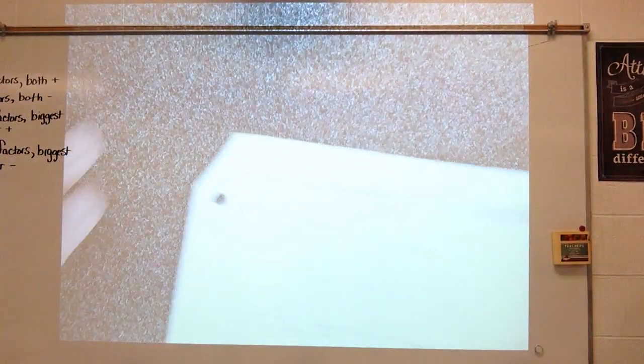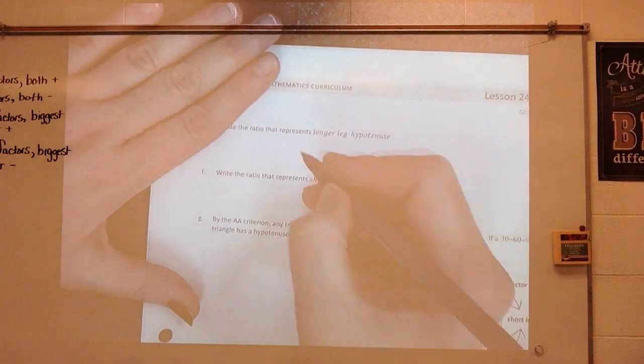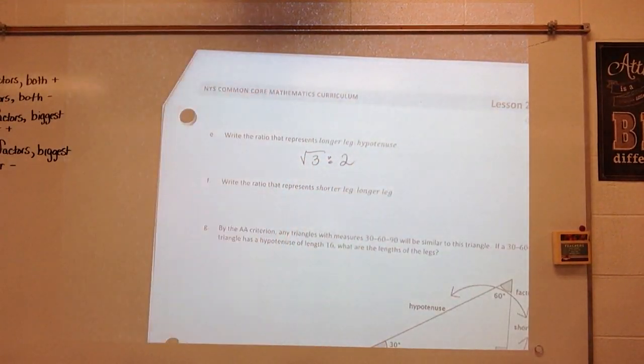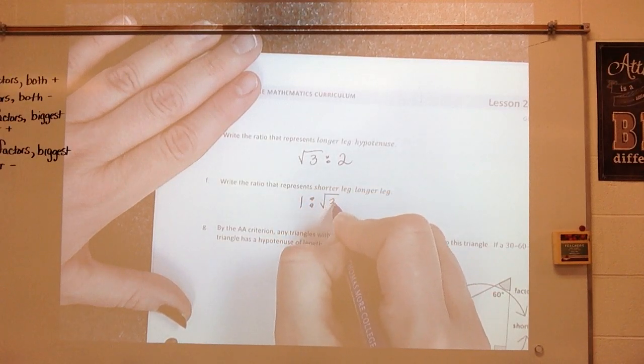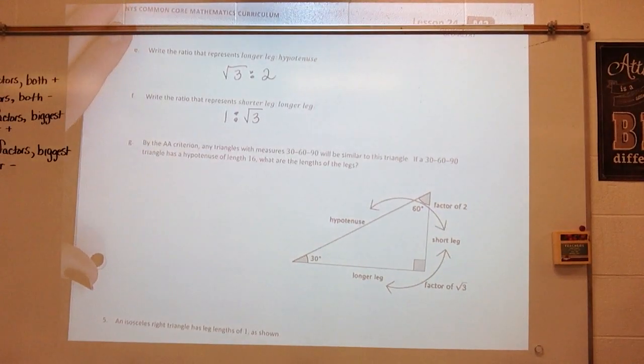Alright. Write a ratio that represents the longer leg, which we just figured out was the square root of 3, to the hypotenuse, which is 2. And write a ratio that represents the shorter leg to the longer leg. The shorter leg was 1. The longer leg was the square root of 3. By the AA criterion, any triangle that measures 30, 60, 90 will be similar to this triangle.